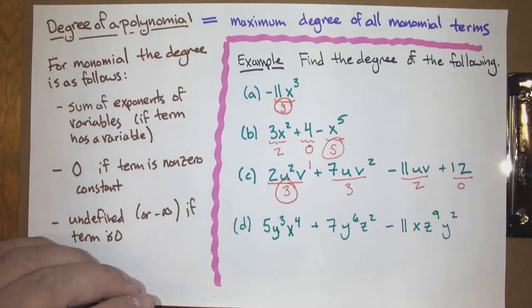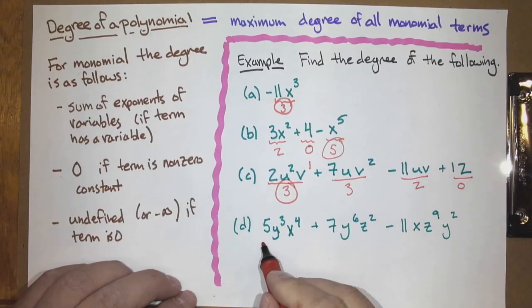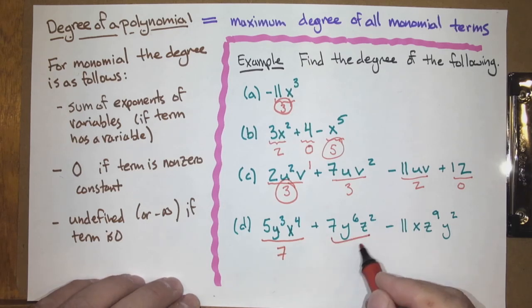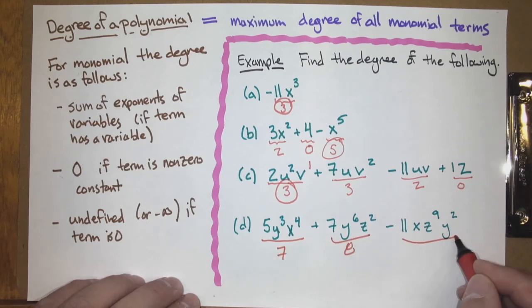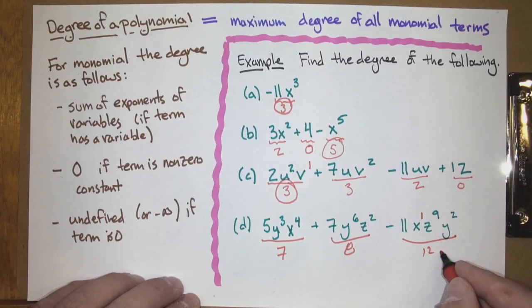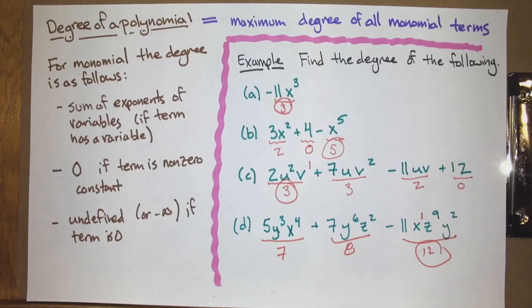12? Okay, let's check it. First term, what's the degree of this monomial? 7. And here? 8. And in here? 12, right? Because there's a 1 implied. 1 plus 9 plus 2 makes 12. And the largest of these is 12. All right. Good.